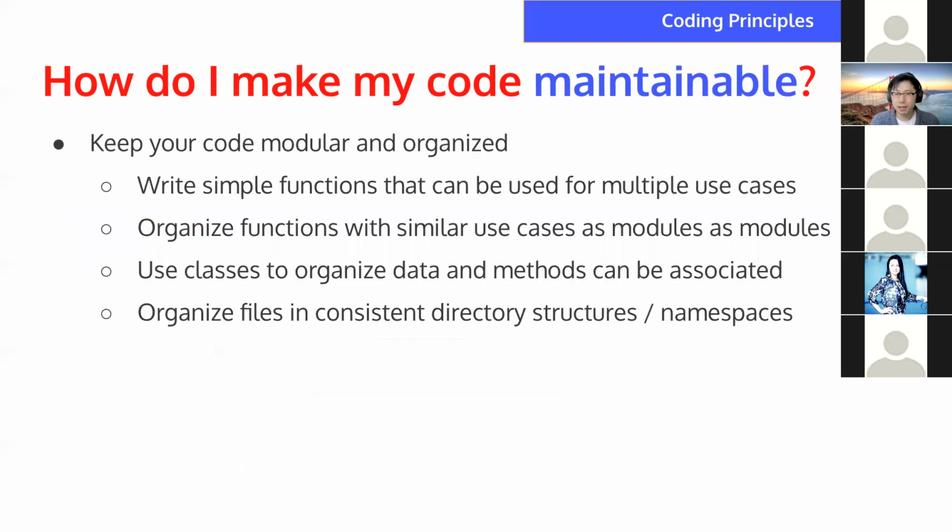And lastly, how do I make my code maintainable? Here, you want to make your code modular and organized. This also pertains to the single responsibility principle that I mentioned, but you want to write simple functions that can be used for multiple use cases. Other tips include organizing functions with similar use cases as modules. And then you also want to use classes to organize data and methods that can be associated together.